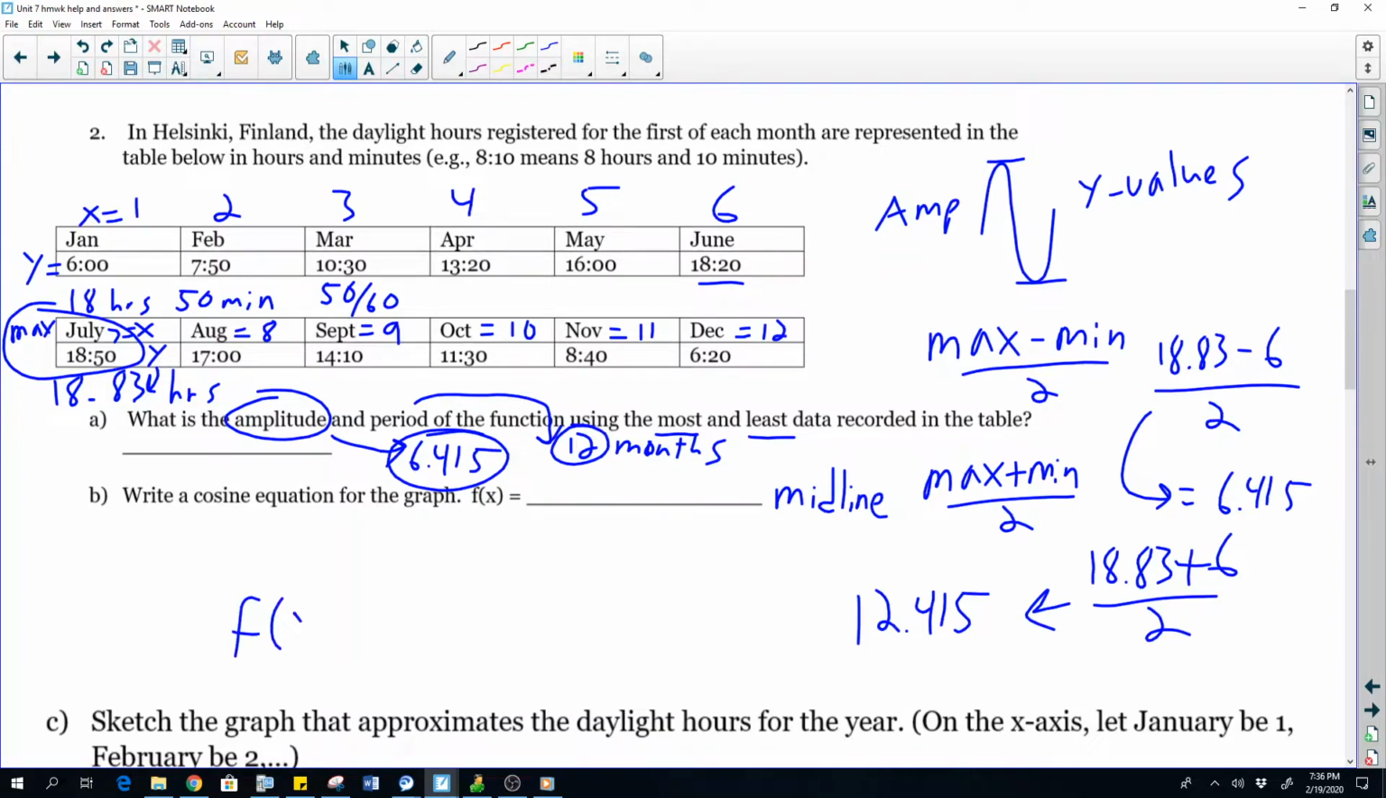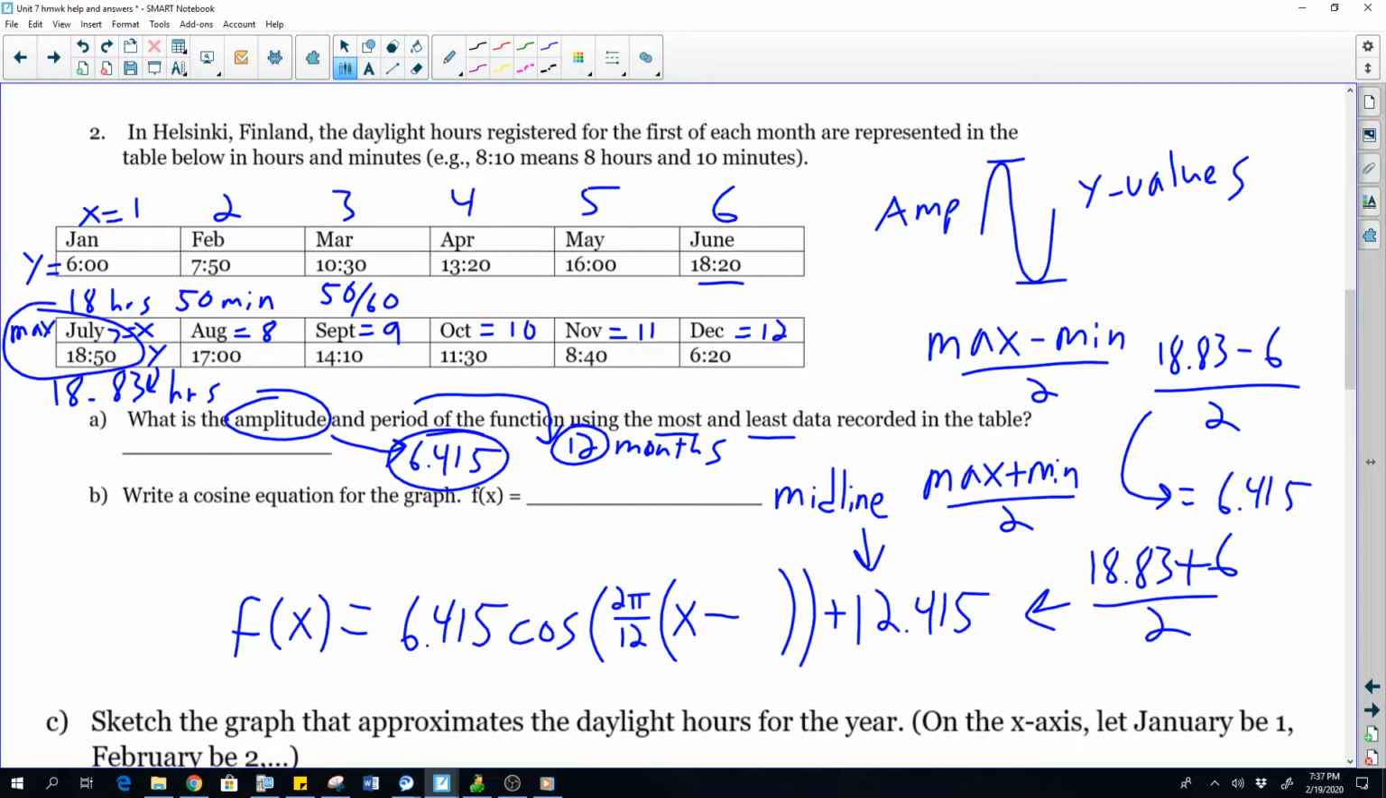So now we do f of x equals the amplitude, which we figured out was 6.415, because we did the max minus the min divided by 2, times cosine of our period, which is 12 months. So 2 pi divided by 12. Then here's the tricky part. Do another parentheses. X is actually going to go here, 2 pi x over 12. And then we have to do a phase shift, because we need to start at January, or the highest part, and then plus our 12.415, conveniently placed there with the midline at the end.